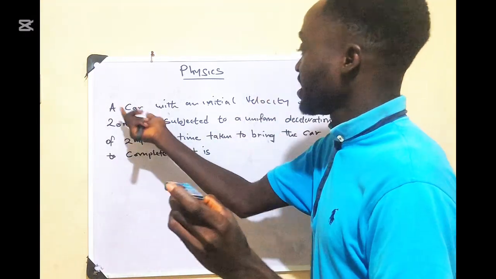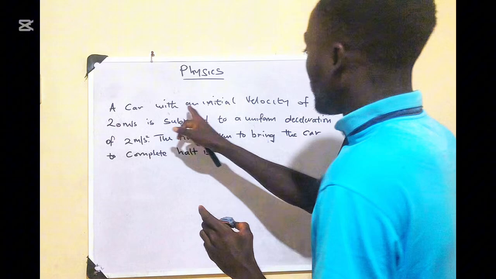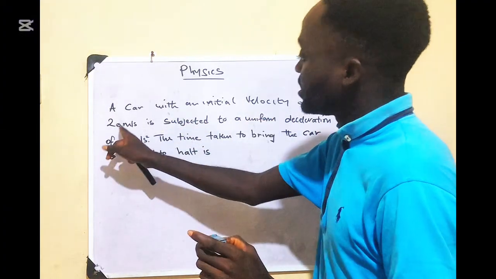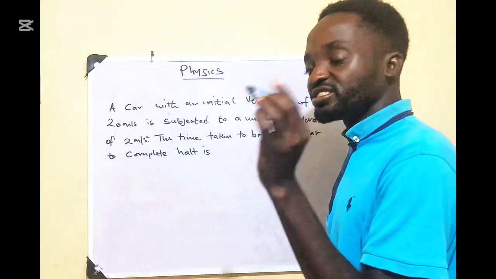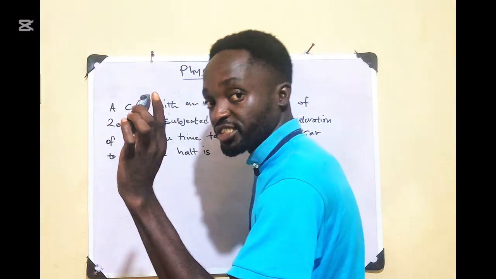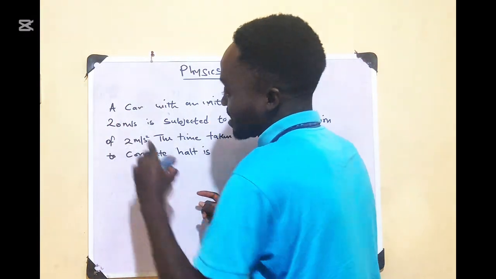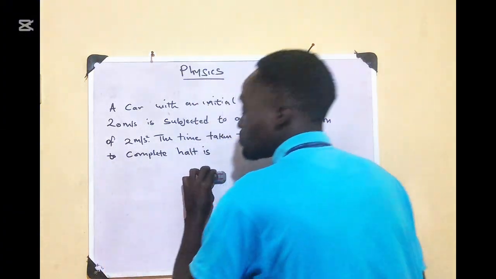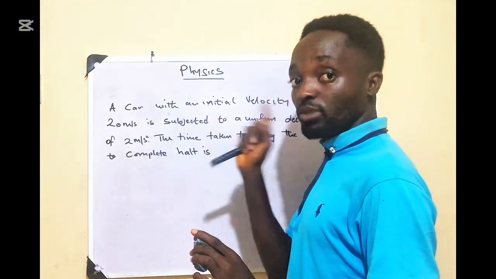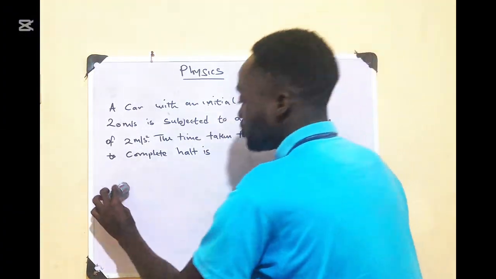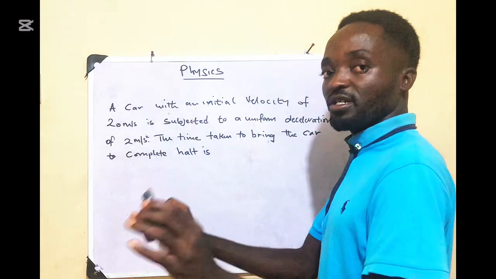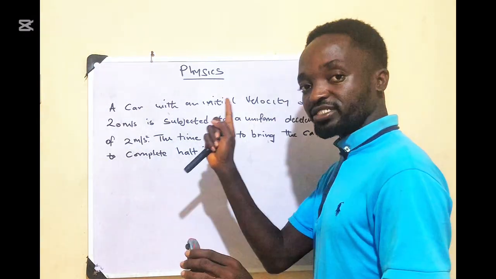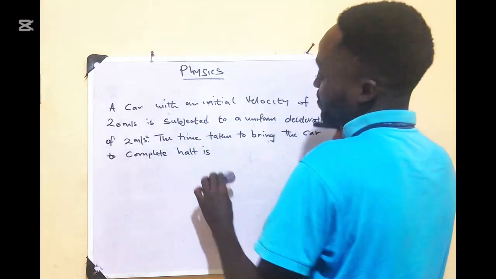Now, this is the car. They say a car, this is the car, with an initial velocity of 20 meters per second. What this means is that this car is moving very fast. 20 meters per second means that for every 1 second, this car moves 20 meters. So it's moving very fast.